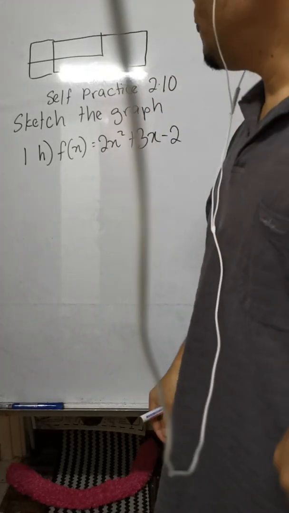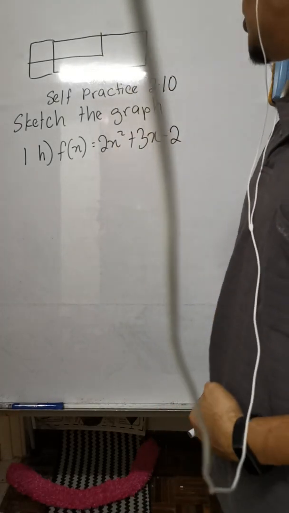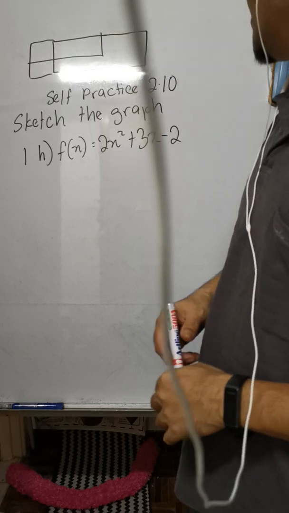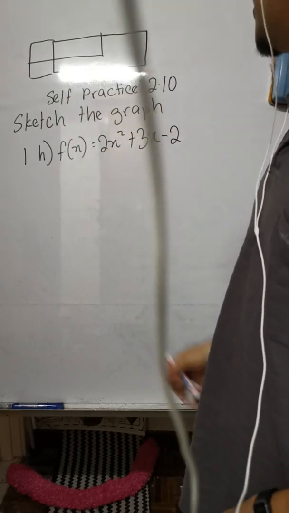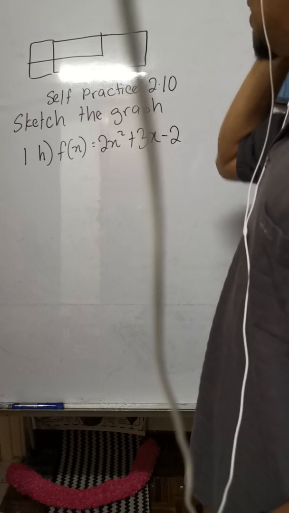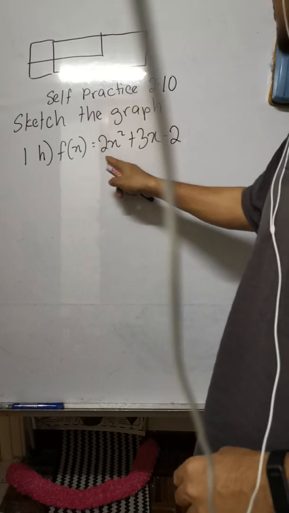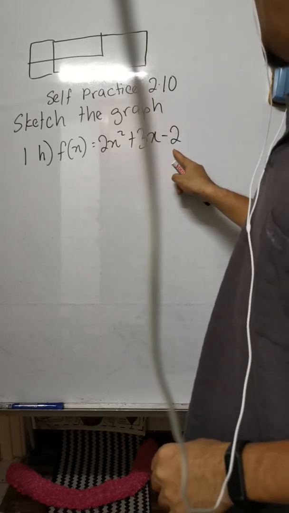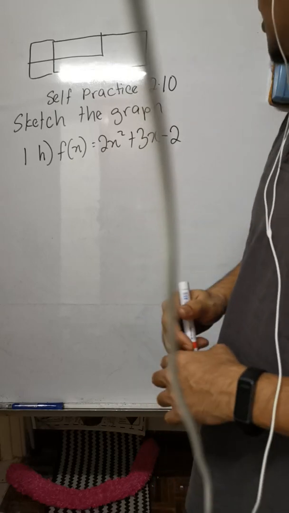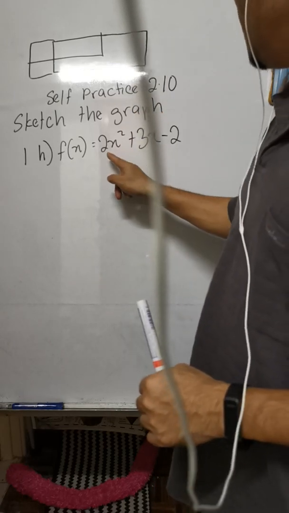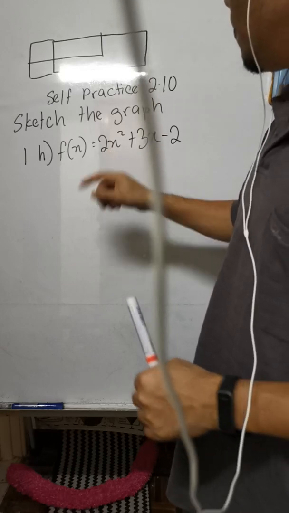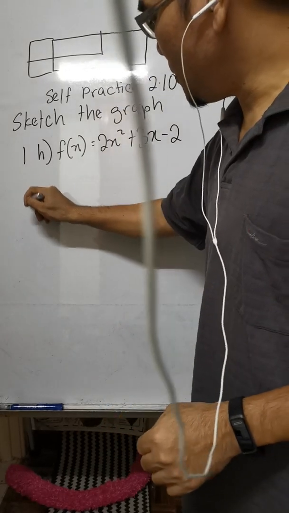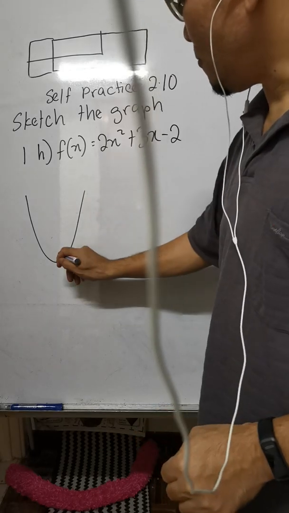Okay, let's review another question on sketch the graph. That is from self practice 2.10. Question number 1: h(x) equals 2x squared plus 3x minus 2. So first, because the value of a is positive, the graph will be a smiley graph.